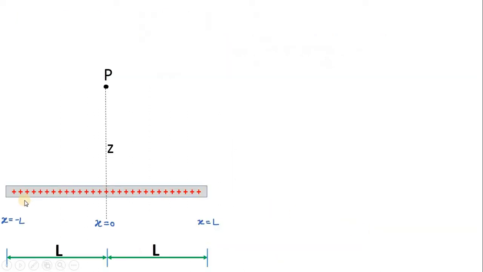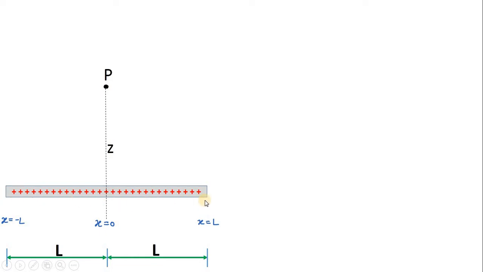Now here you see, this is the rod, and take x equal to 0, the origin of your coordinate system, at the center of the rod. Therefore the rightmost end of the rod will have the coordinate x equal to L, and the leftmost end of the rod will be at coordinate x equal to minus L. Then how are we going to find the electric field at the point P due to this rod?